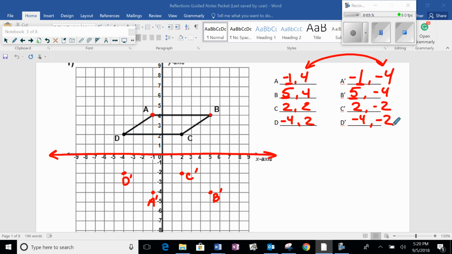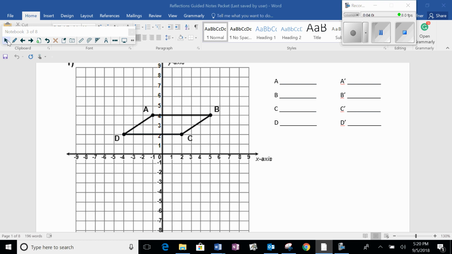So our rule here is that the x coordinate stays the same, but our y coordinate changes signs. So when I draw this reflected image, it should be the flipped version of the original. So it's a mirror image. Okay, so let's go to the next example.